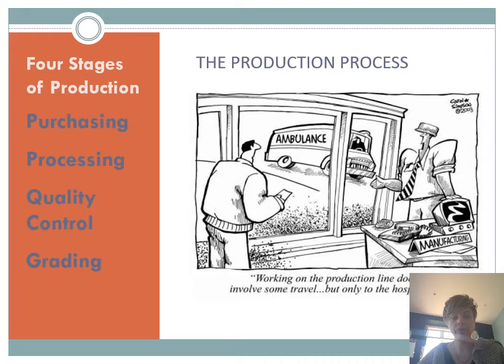So there were four stages of the production. There's purchasing, processing, quality control, and grading. And we will go through these different stages individually and write down some more information about them. For question number four, can you just list the four different stages?